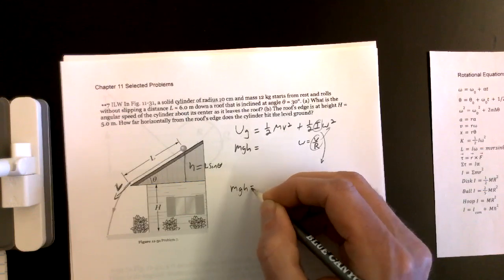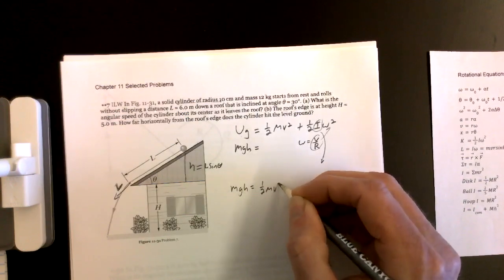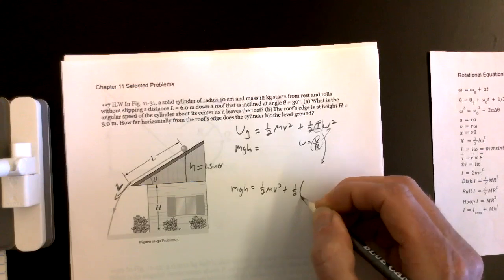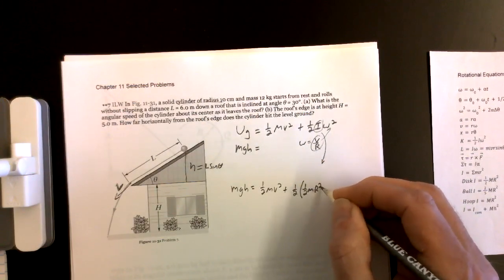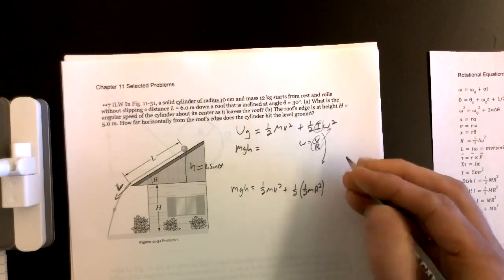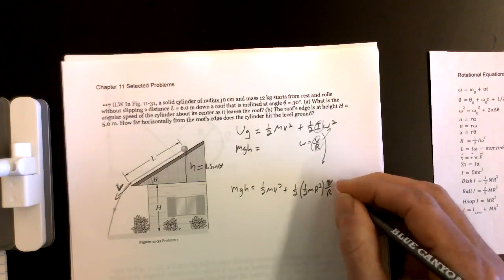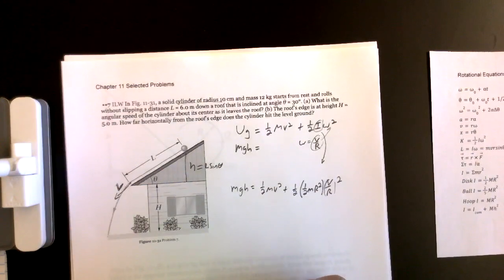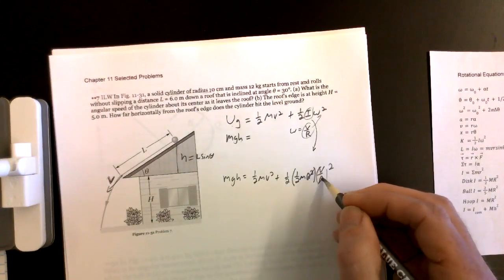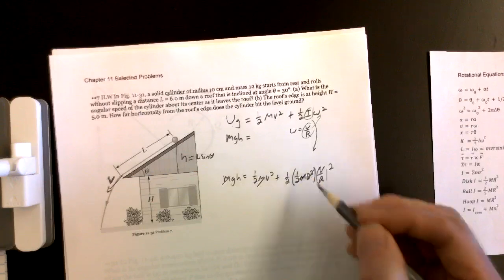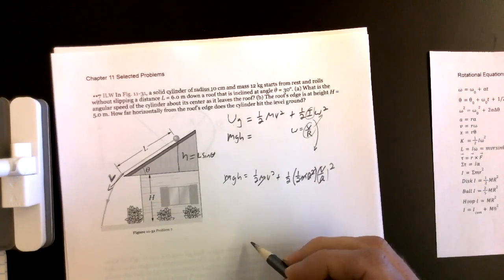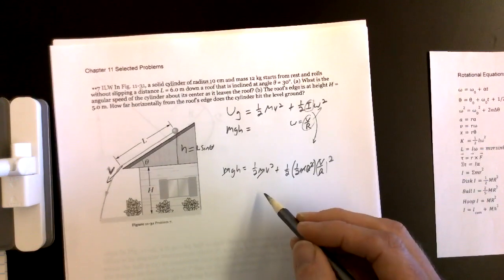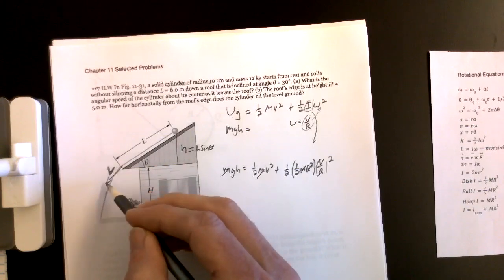So I've got mgh equals 1/2 mv squared plus 1/2 times I, where I is 1/2 m r squared, and then omega is v over r, so that's v over r squared. It's nice to do it this way because now my r squareds cancel and my m's cancel. Good. And now it's just some algebra to figure out what v equals. That's actually not so hard to do. So you figure that out, you'll figure out what v equals. Now that's the speed v as it's exiting the roof over here.